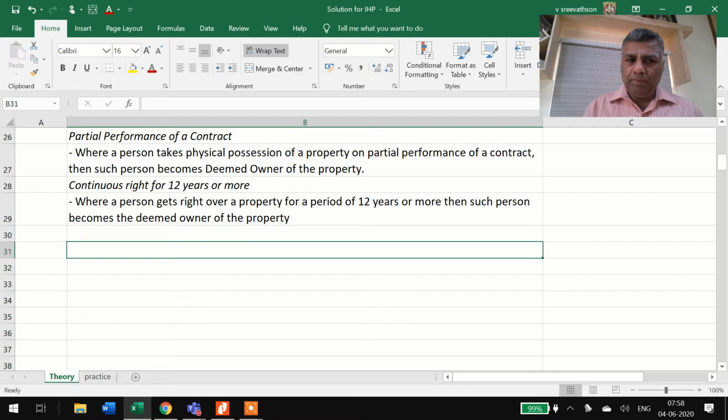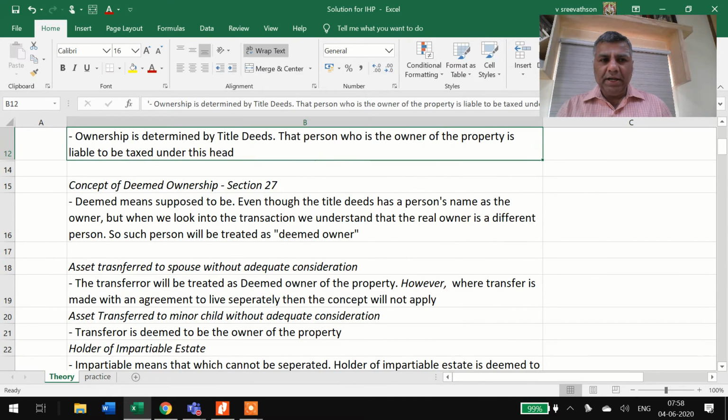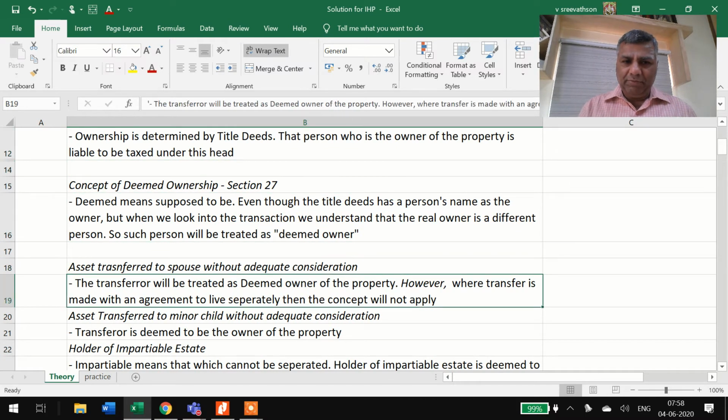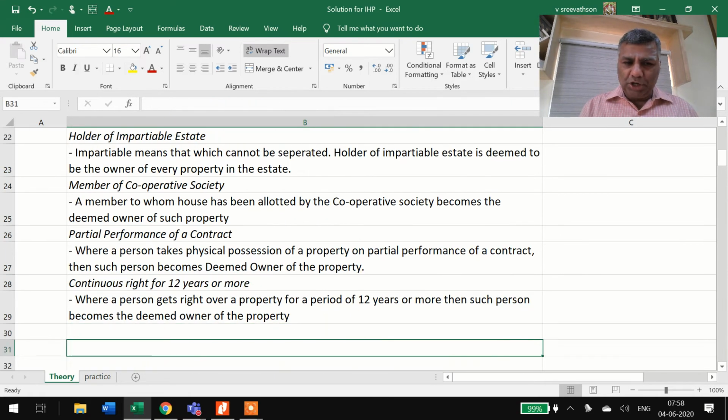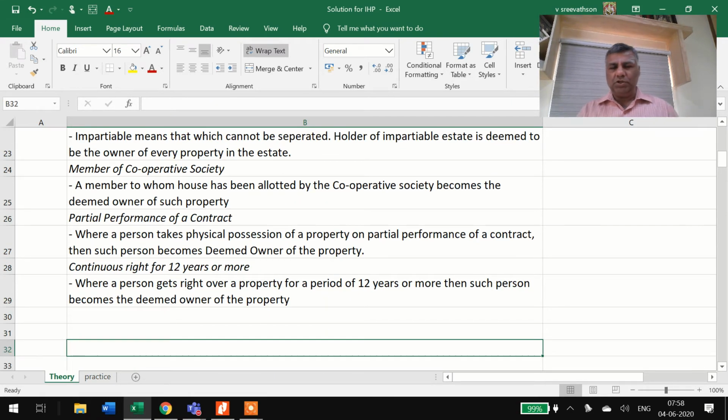So this is about concept of deemed ownership, my dear friends. It's a popular theory question. Write short notes on deemed ownership. It's a popular theory question. So land and building and appurtenances thereto, of which the assessee is the owner, shall be taxable under this chapter.